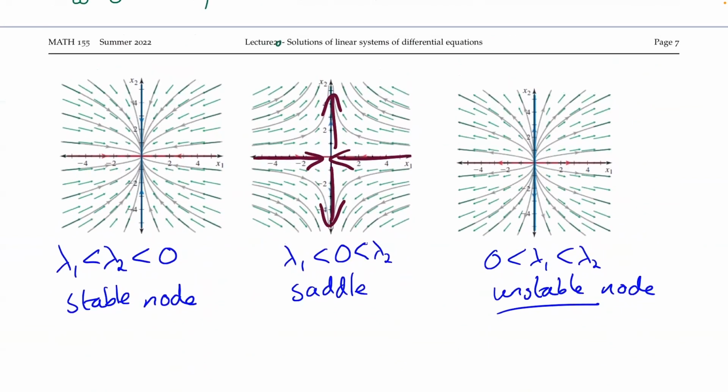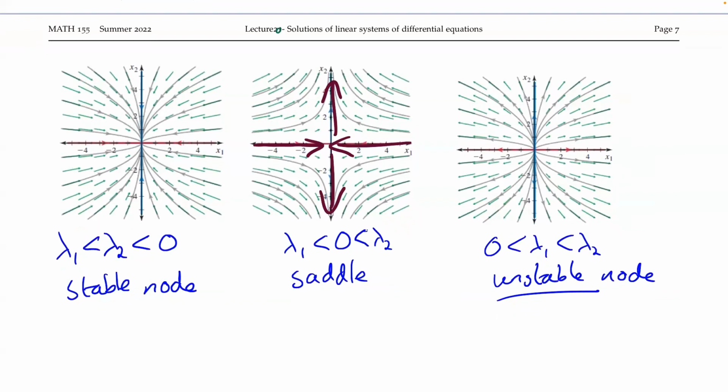So what does this mean? If both of our eigenvalues in these cases are negative, then we get a stable node. So everything tends towards our origin. If one of them is positive, one of them is negative, we have a saddle. So you move towards the origin in one direction, but you're pulled away from it in the other. And if they're both positive, then we have an unstable node.